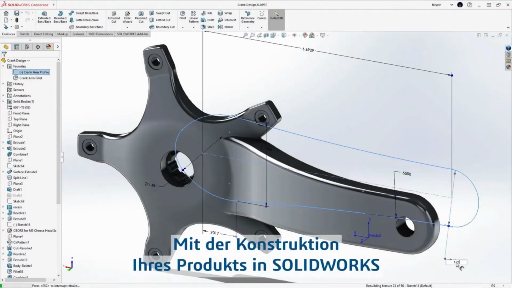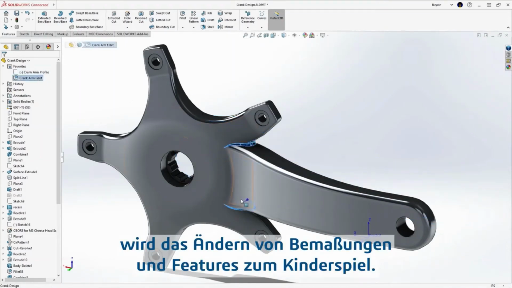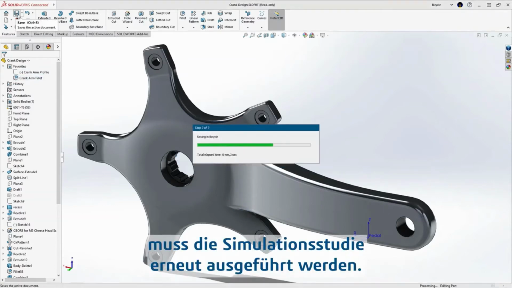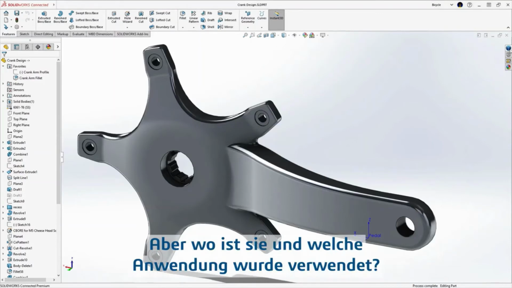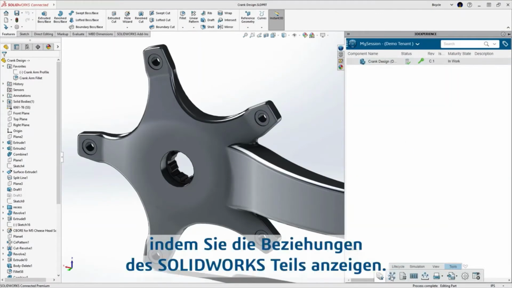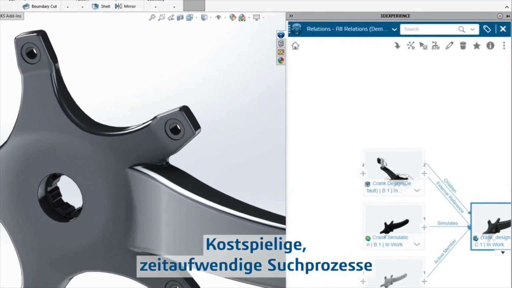When your product is designed in SOLIDWORKS, modifying dimensions and features is quick and easy. To see how the design changes impact the life of the part, the simulation study needs to be rerun. But where is it, and what application was used? The associated simulation can be found and opened by viewing the relations of the SOLIDWORKS part, eliminating those costly, time-wasting scavenger hunts.